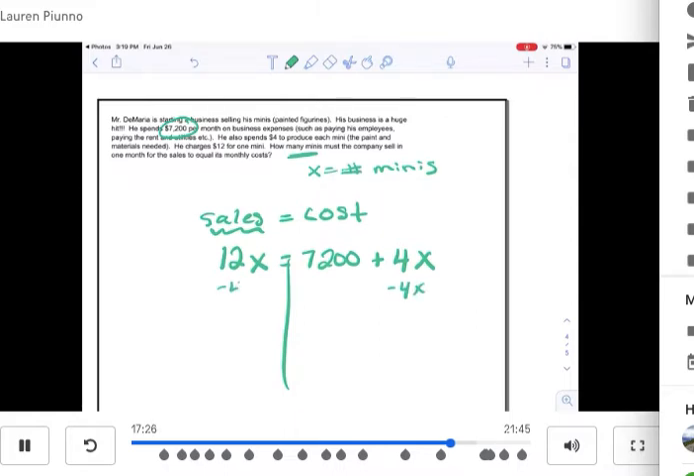So let's subtract 4x. Let's divide by 8. And that means that he needs to sell 900 minis to break even for the month.